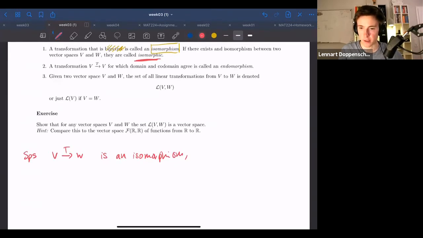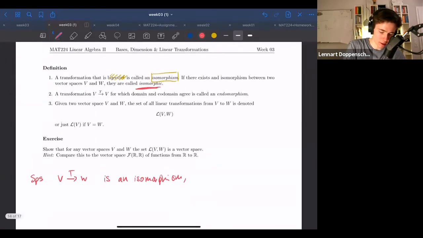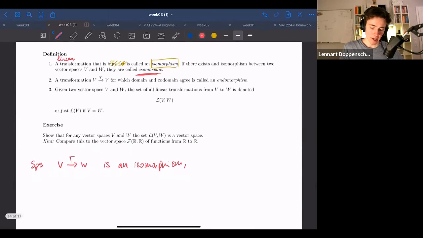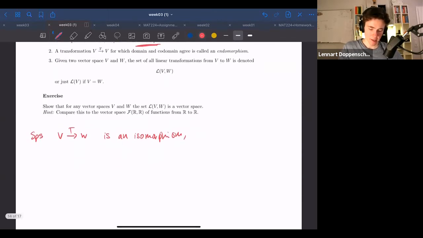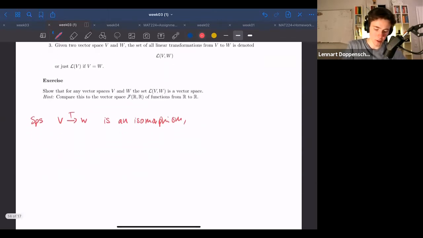Andrew just asked if iso means equal. Do you mean like the Greek word, or in terms of math? No, here I mean linear transformation. I just sometimes forget to write linear, but if I say transformation, it means it should be linear. Otherwise, I would just say a function. Okay, so an isomorphism means that there's a one-to-one correspondence.